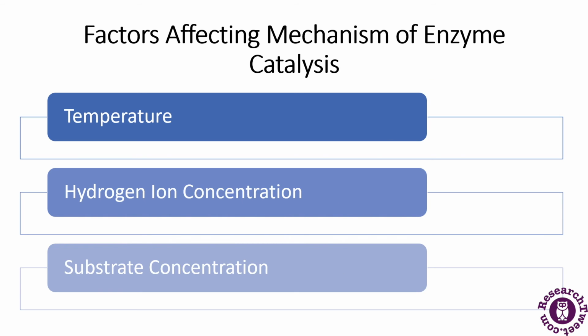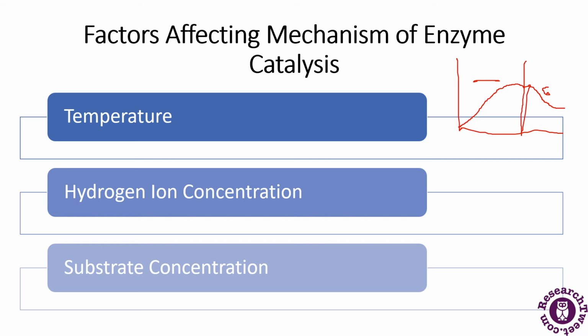For example, if you want to draw a graph, here is a graph. This is the temperature and this is the enzyme part. As the temperature rises, there will be a denaturation in the structure of the enzyme as well.